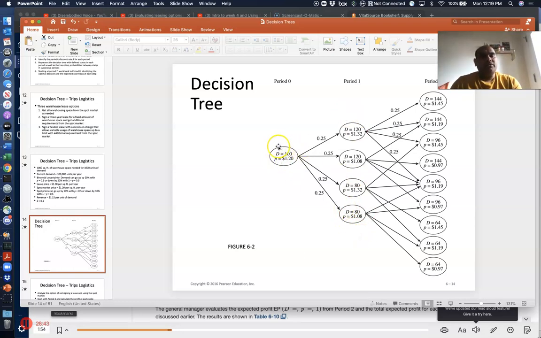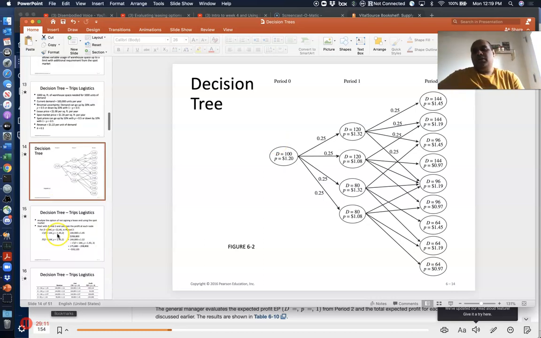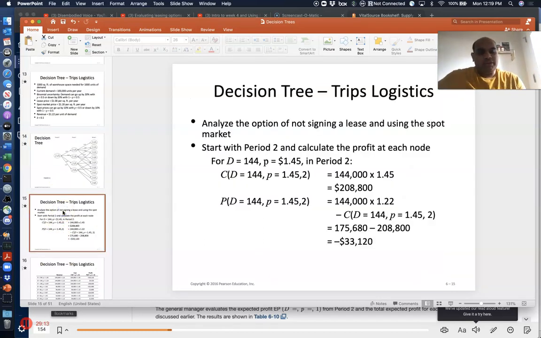I calculate the net present value here. I calculate the profit here, and then 25% chance of this net present value, 25% chance of this, and so on. And then I'm going to add all of that up, and I'm going to get a single value telling me how much money we are going to make if we pick this particular decision. That is, do everything on the spot market. We'll begin with that. And then we look at the fixed lease option, and then we look at the variable lease option, right?